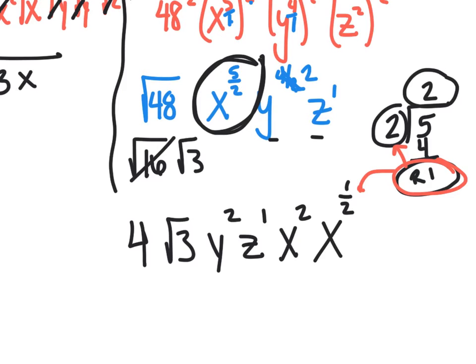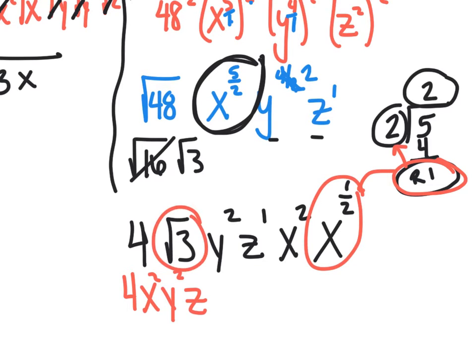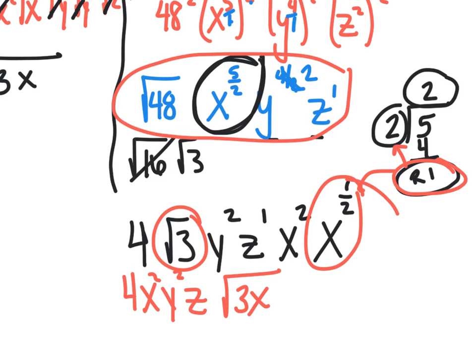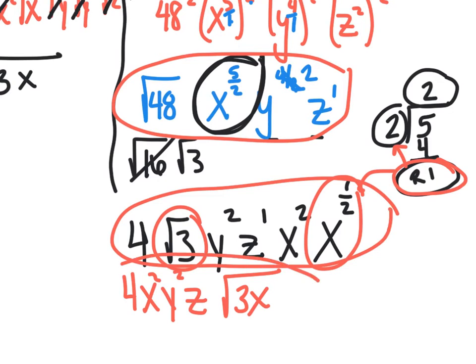So I can rewrite this as 4. I have an x squared, a y squared, a z. And remember, this is really a square root, and this is a square root, so I can say the square root of 3x. So you never know how the multiple choice might be written. They might leave it in this form here. They might leave it in this form, or they might put it back in this form.